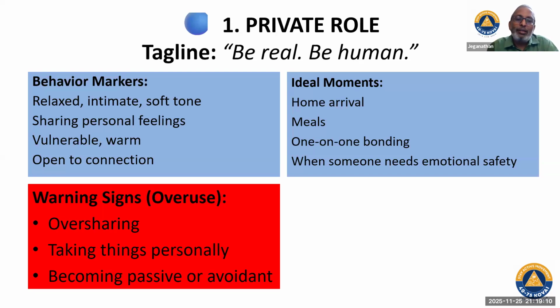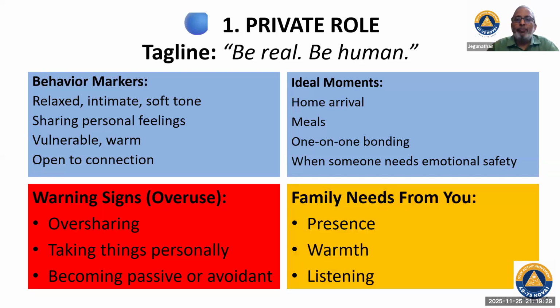Just listening and not responding or giving something back. There's no communication. We only just sit there and listen to the other person. Or avoidant, when we start avoiding this person. So these are the warning signals you need to be aware of when the private role goes more than it should.